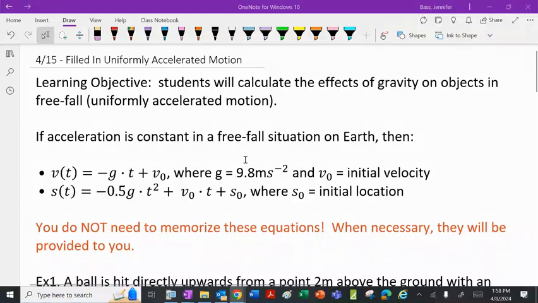So we're going to be working on uniformly accelerated motion. This means that the velocity of the object is not being changed by itself or anything else except for gravity. You've been given a velocity equation and a location equation. You don't need to memorize either one. If you need them, they will be provided, except for this assignment today.